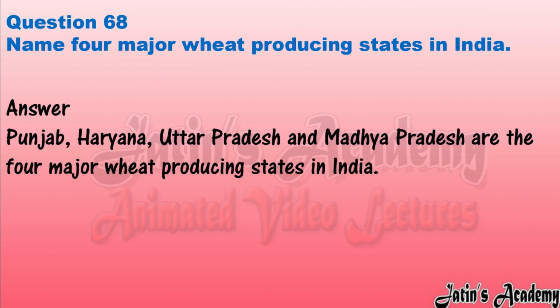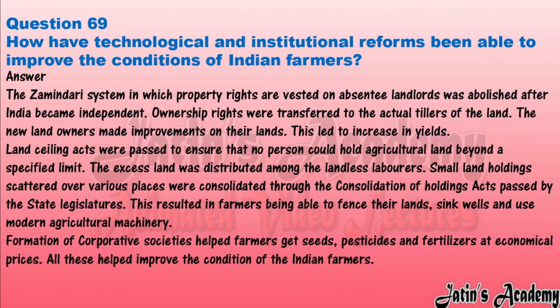Question 68. Name 4 major wheat-producing states in India. Answer. Punjab, Haryana, Uttar Pradesh and Madhya Pradesh are the 4 major wheat-producing states in India. Question 69. How have technological and institutional reforms been able to improve the conditions of Indian farmers?